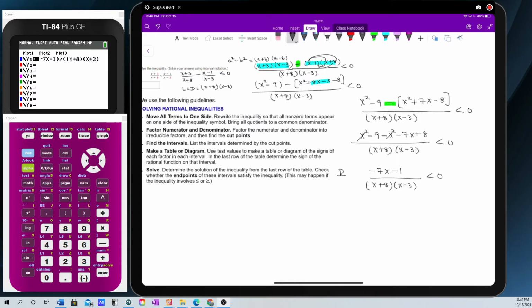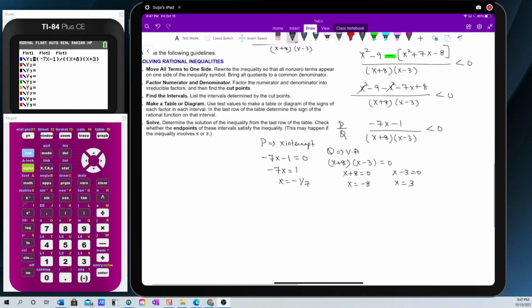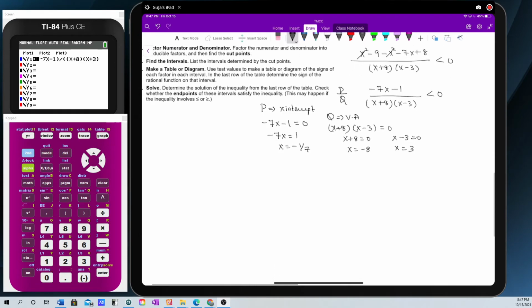So again, this is of the form p over q. P will give me my x-intercept for negative 7x minus 1 equal to 0. Negative 7x is equal to 1. X is equal to negative 1 over 7. And q will give me my vertical asymptotes. X plus 8 times x minus 3 is 0. X plus 8 is equal to 0. X is equal to negative 8. X minus 3 equal to 0. X is equal to 3. So these are the three cut points where I'm going to create the intervals.